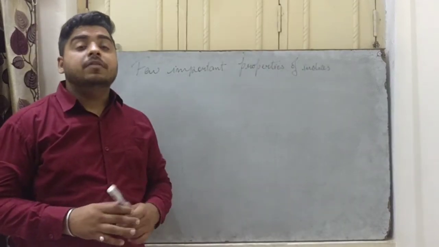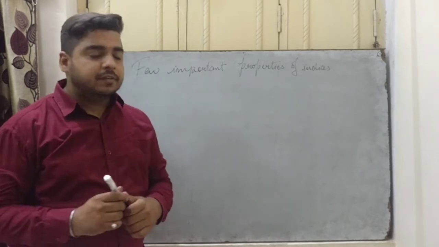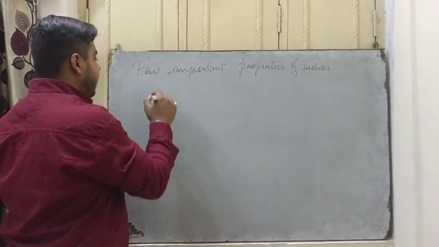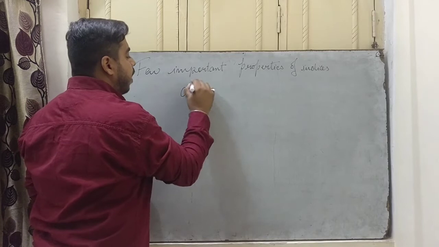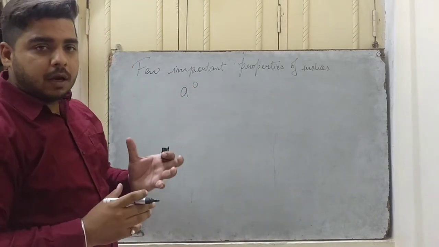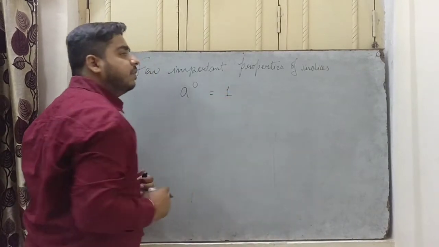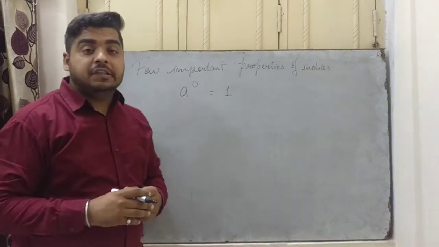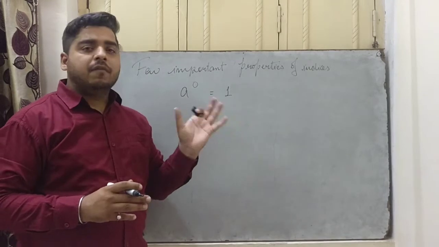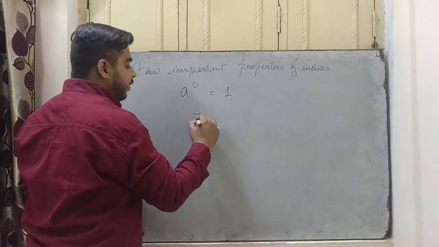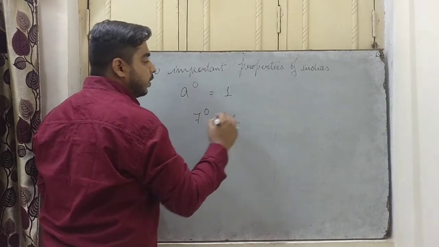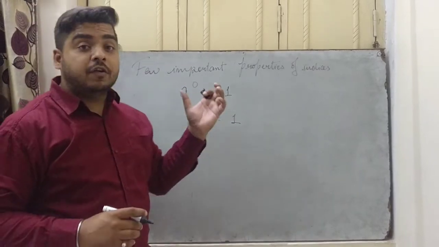Now, here comes the last and important property of indices. It says that any number which has the power 0 is written in the form of 1. That means the answer will become 1. We never write 0 in this system of indices. For example, 7 to the power 0 is written in the form of 1. So this is an important property of indices.